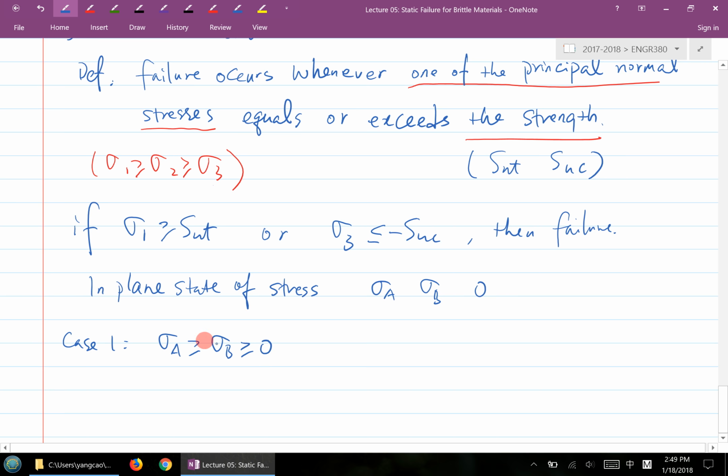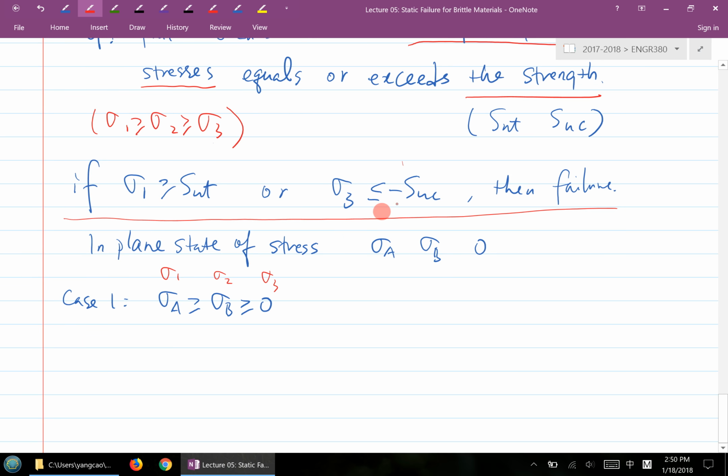So sigma 1, sigma 2, and sigma 3, right? Sigma 3. Okay. So when you have this kind of case, if you think about it, this is your sigma 1, sigma 2, and sigma 3. And this is the principle for MNS theory. Okay? So basically, you are not going to be able to have this case at all, right?